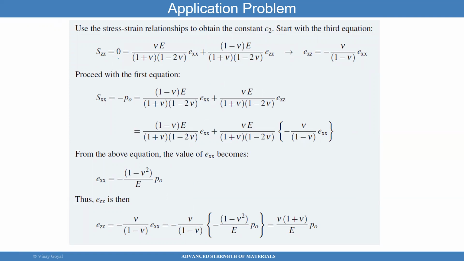But I know SZZ is 0, so I can then solve from here. I can solve for one or the other, right? So I solve for epsilon ZZ, and I get this. So that's interesting. Let's think about what's going on there, physically.